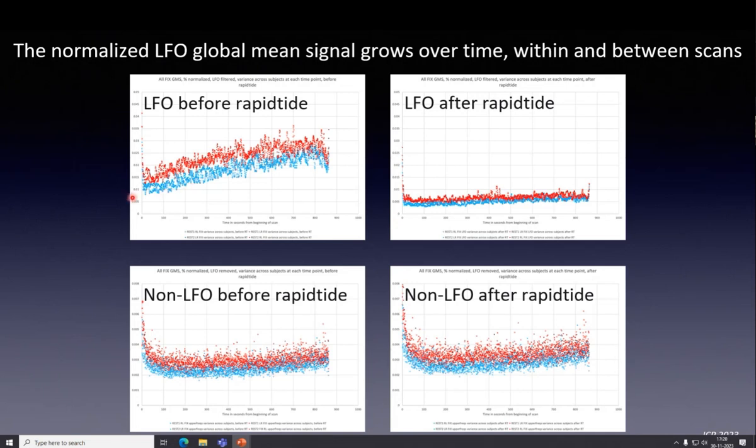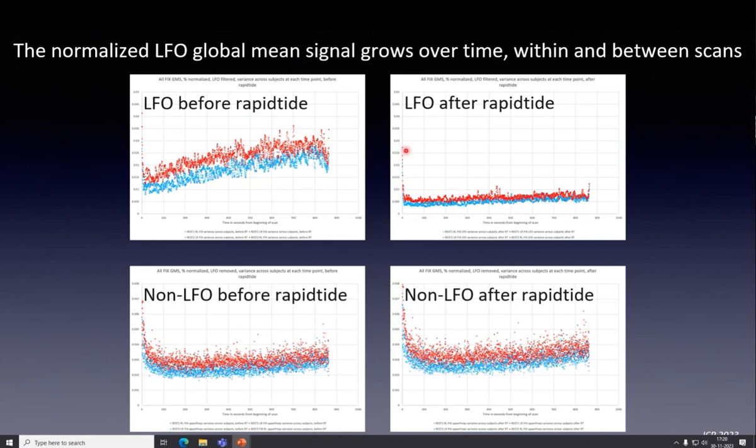And we found that the global mean signal in the low frequency oscillation band grows over the entire length of this 15-minute scan. It's maybe starting to roll over near the end. It's a little hard to say. And then when you do the second scan of the day, it goes up like that again. And this is replicated in the opposite order on the second day. The first scan started low and went high. The second scan started a little higher than the first one did and continued to go high.